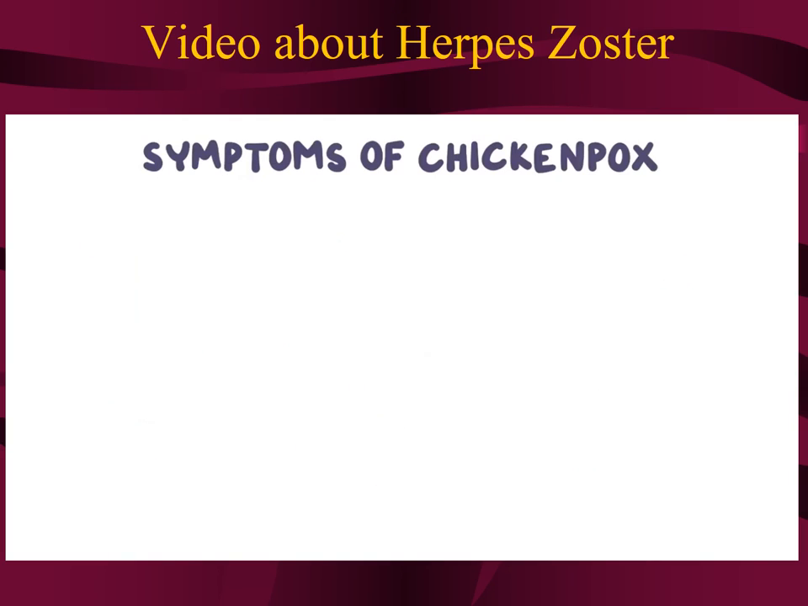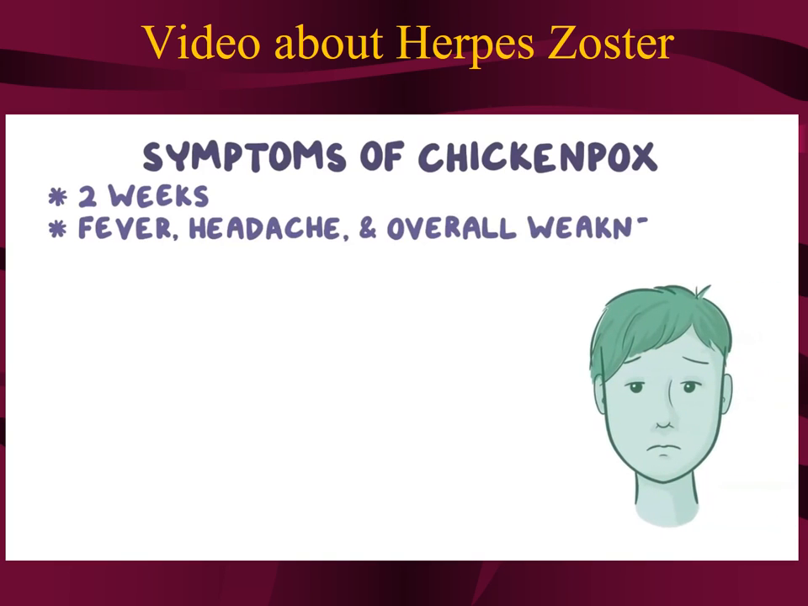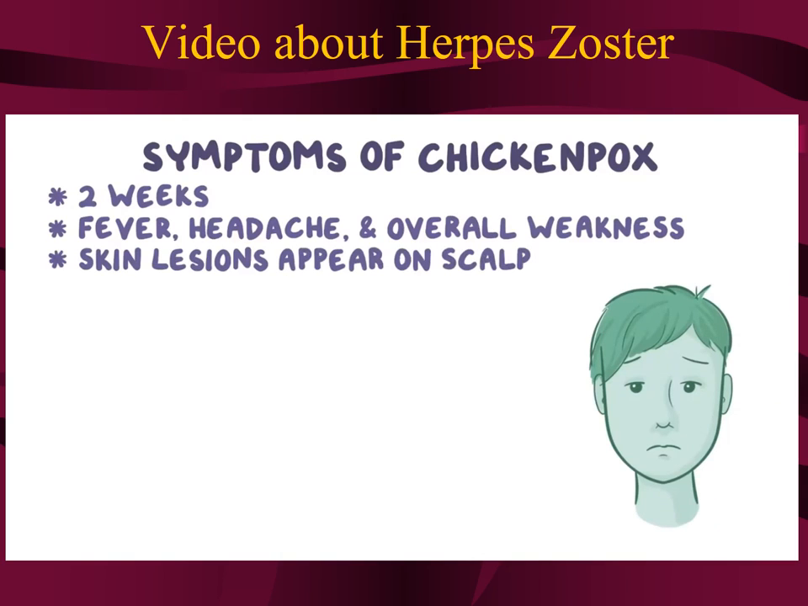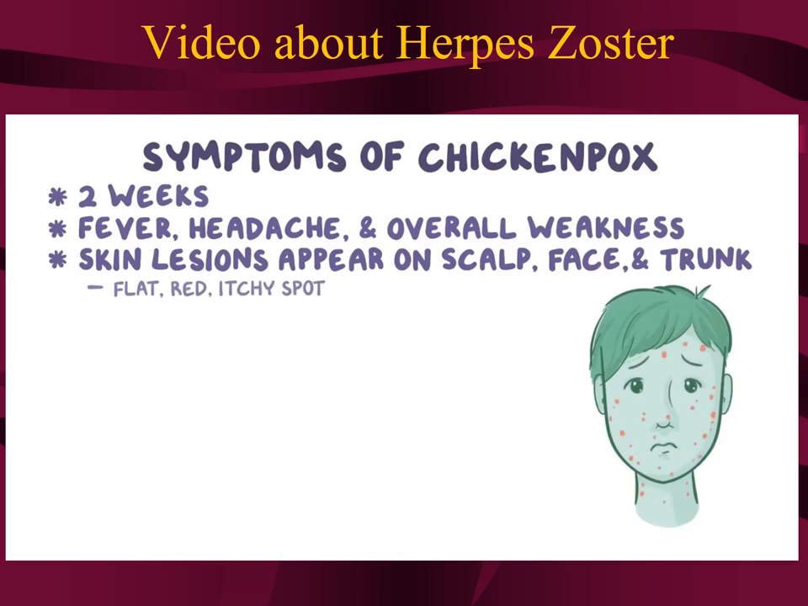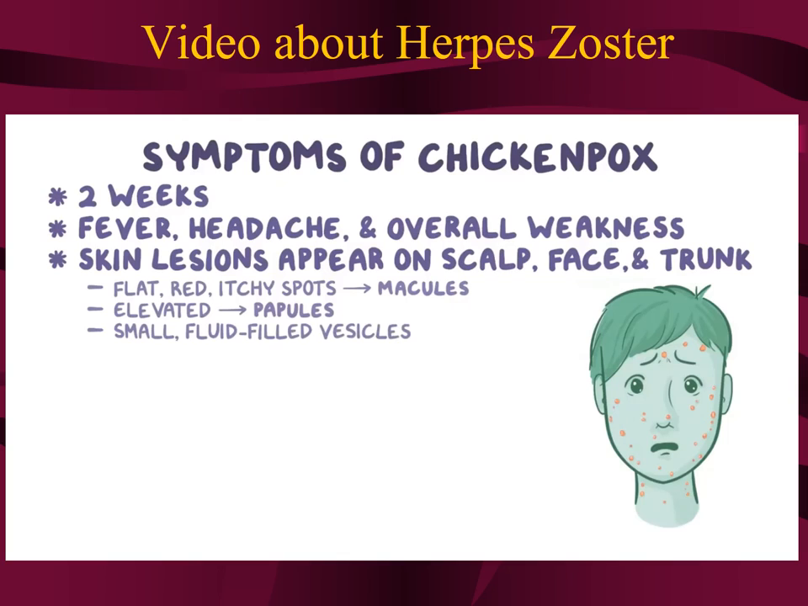Symptoms of chickenpox begin about 2 weeks after it enters the body. The infection usually causes a fever, headache, and overall weakness. After a couple of days, skin lesions start to appear on the scalp, face, and trunk. At first, there are flat, red, itchy spots called macules. Over time, they become elevated and develop into papules, and then into small, fluid-filled vesicles. Within 1 to 2 days, the vesicles begin to crust over and form scabs.